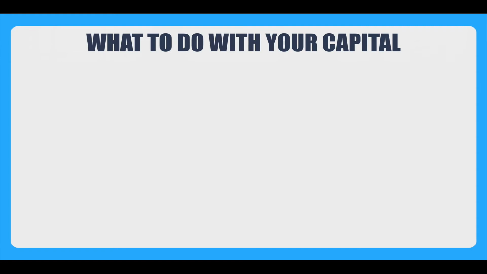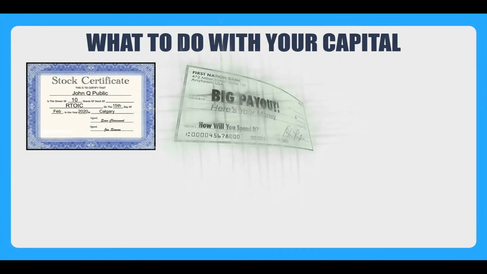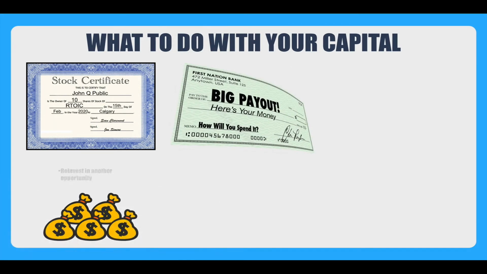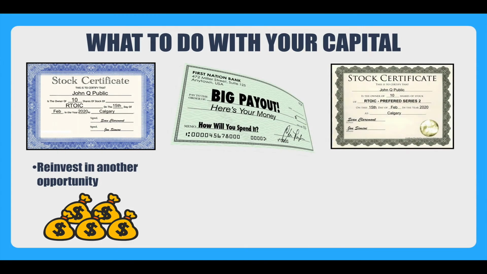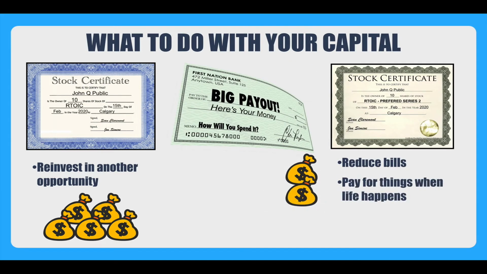What to do with your capital when you get your big payout? It's your money. You can do with it as you please. You could reinvest and plant another money tree with it. Your Series 2 shares are going to be paying you dividends. You could use that money to reduce your bills, pay for things when life happens, work less, maybe reinvest the dividends. It's your choice what you want to do with your money.